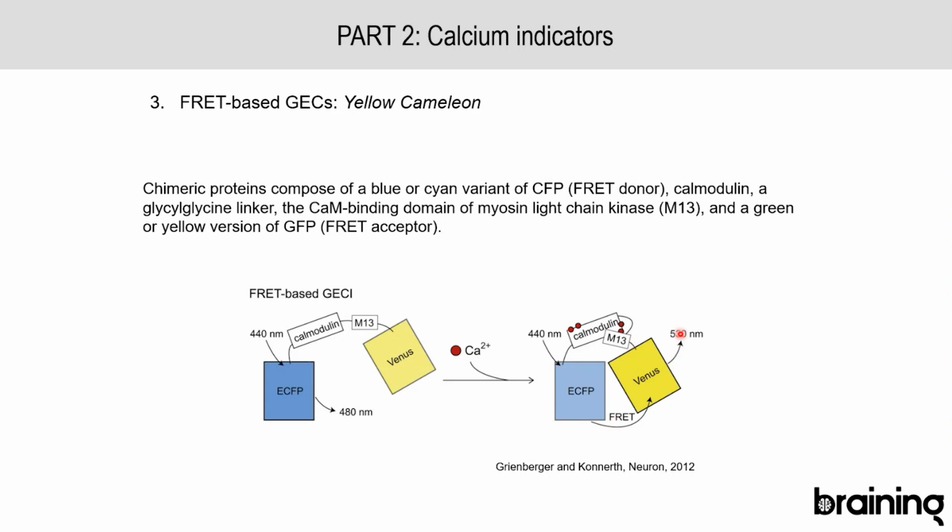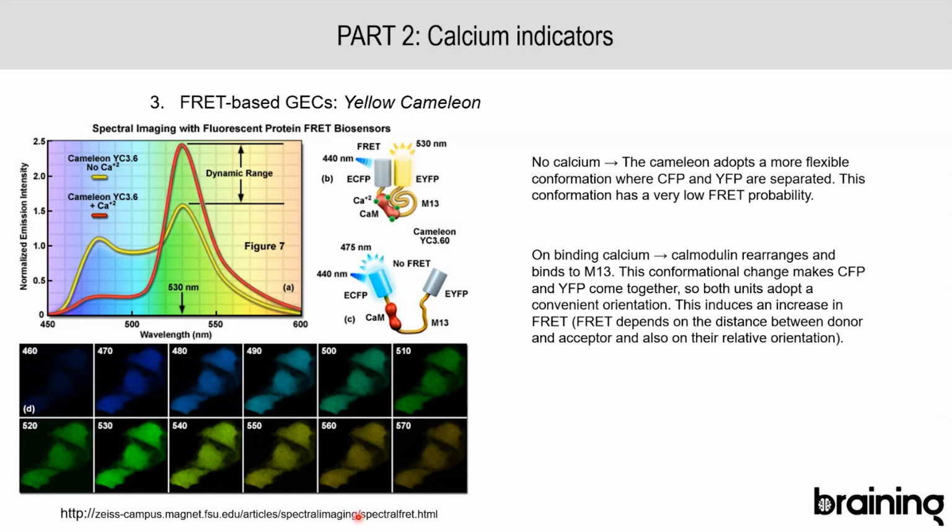Okay, so this is how it works. Here is a schematic representation of what I just said. In this situation, in yellow here, we have no calcium. So the chameleon adopts this more flexible conformation, where the CFP and the YFP are completely separated. In this conformation, there is a very low FRET probability, and indeed, it's represented here. We may have some signaling in the FRET signal, but it's not a very strong signal.